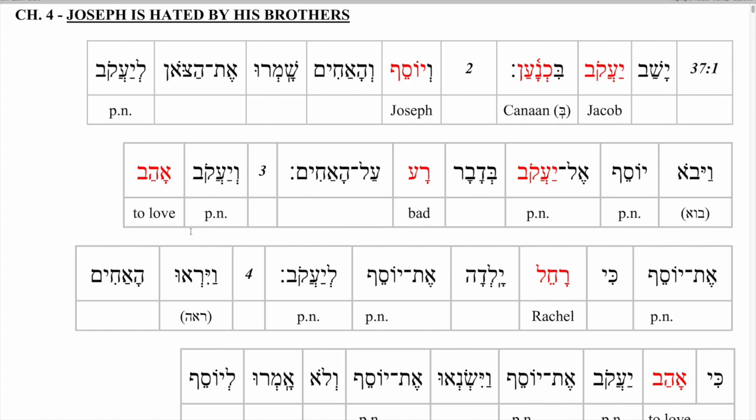So to love. Now Jacob loved et Yosef. Here's the object. Jacob loved Joseph. Now, he's loving him more than the brothers. It's interesting here, right? Okay, so this is just a brief introduction to get you kind of started here.